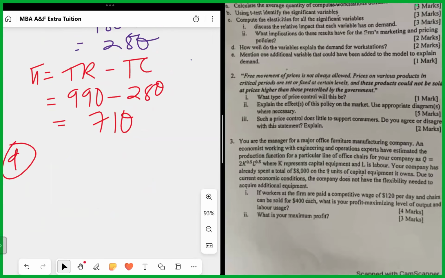So you're a manager for a firm. Hey, madam, is that what we said? I'm trying to read. I wish you were nearer me. I wish you were close by. The requirement: if workers at the firm are paid a competitive wage of $120 per day, and chairs can be sold for $400 each, what is the profit maximizing level of output and labor usage?